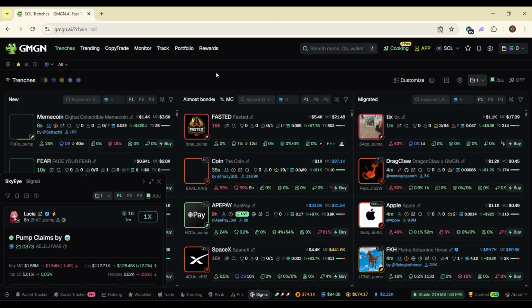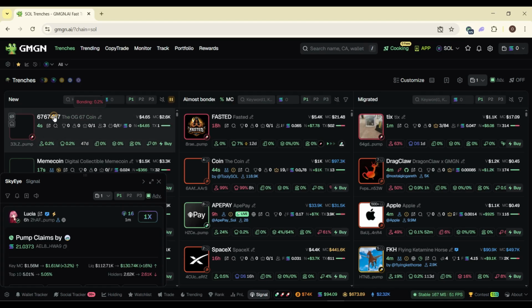So what is a rug pull? A rug pull happens when a token's creator or major holder suddenly removes liquidity or sells heavily, causing the price to crash.